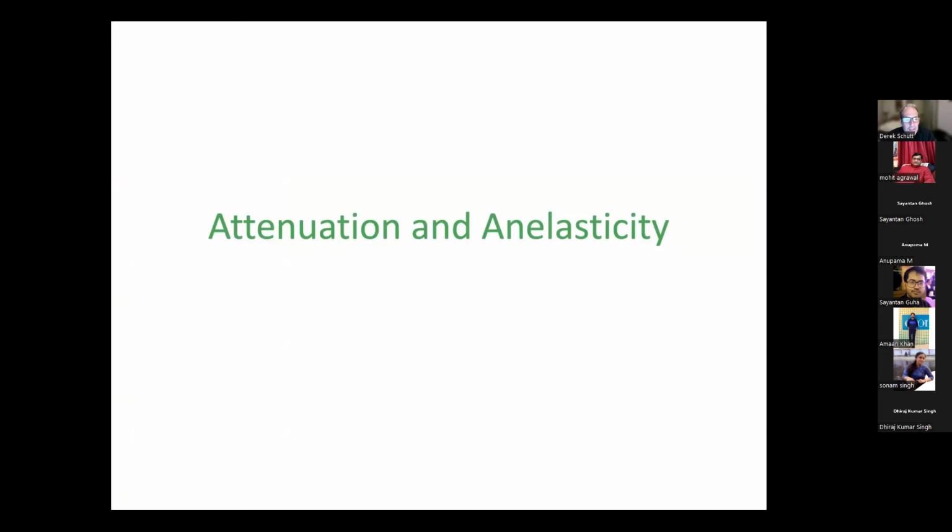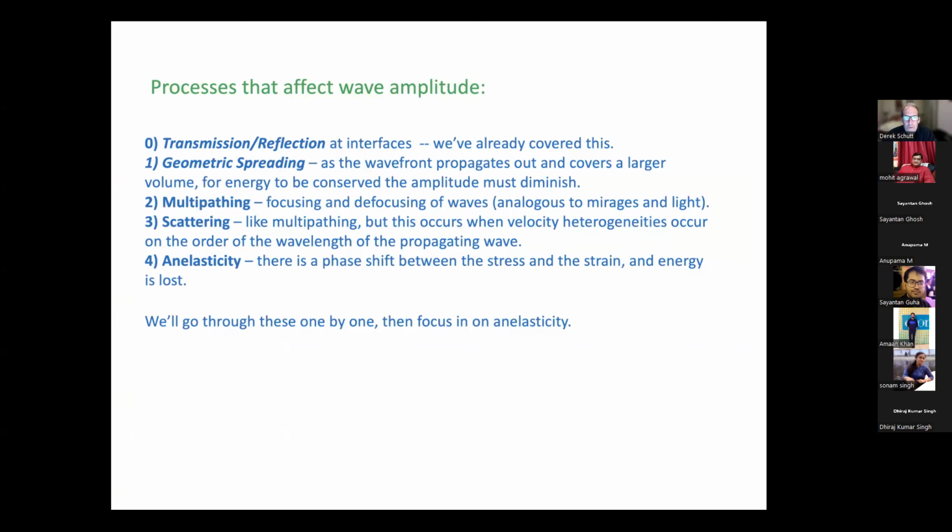Okay, now I'd like to talk about attenuation and anelasticity. So we can look at processes that affect wave amplitude on its path between the seismometer and the receiver. So transmission and reflection at interfaces, which we've already covered. Geometric spreading, as the wavefront propagates outward and covers a larger volume, for energy to be conserved, the amplitude must go down.